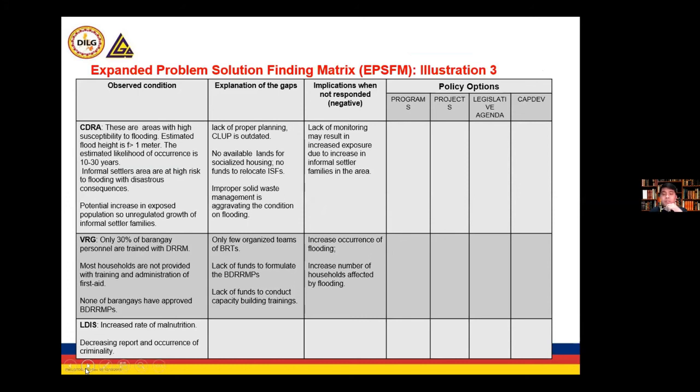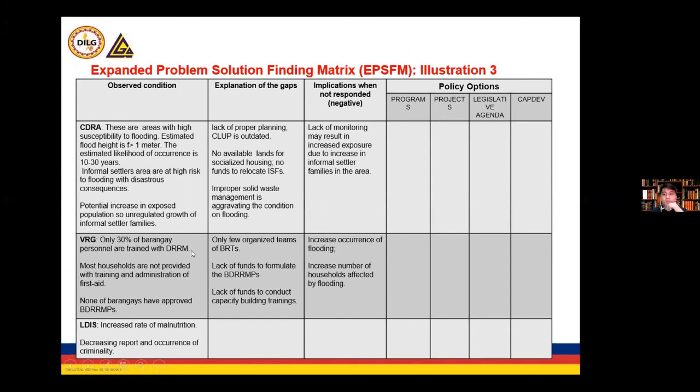So we have different inputs in crafting the EPSFM. So we have the SIDRA, we have the VRG analysis, and we have the LDIS. So lahat yan ay pwede natin gamitin para sa pag-formulate ng ating problem solution finding matrix. So sa SIDRA, again, copy-paste lang po yan. Kung ano yung nandun sa ating SIDRA, yun din yung ating ilalagay.